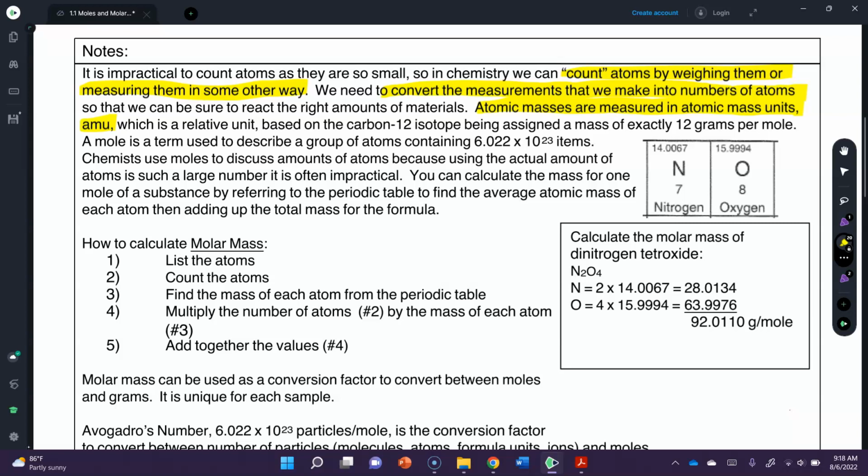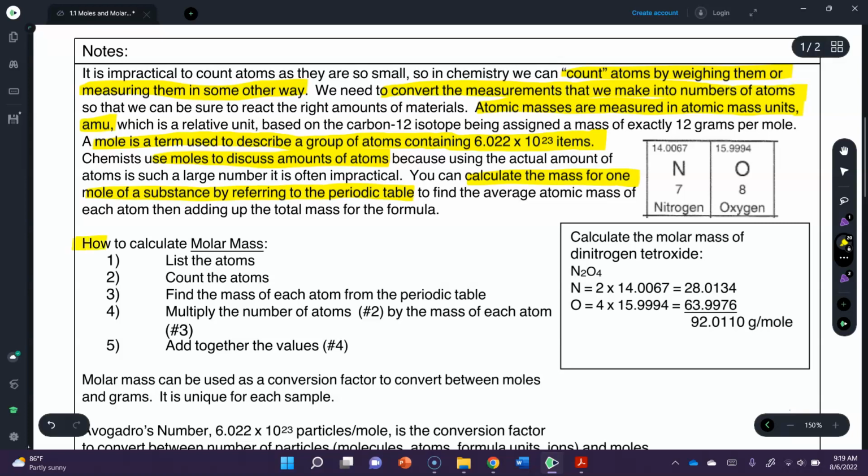A mole is a term used to describe a group of atoms containing 6.022 times 10 to the 23rd atoms. Chemists use moles to discuss the amounts of atoms because using the actual number of atoms is such a large number it is often impractical. You can calculate the mass for 1 mole of a substance by referring to the periodic table to find the average atomic mass of each atom and then adding up the total mass for the formula.